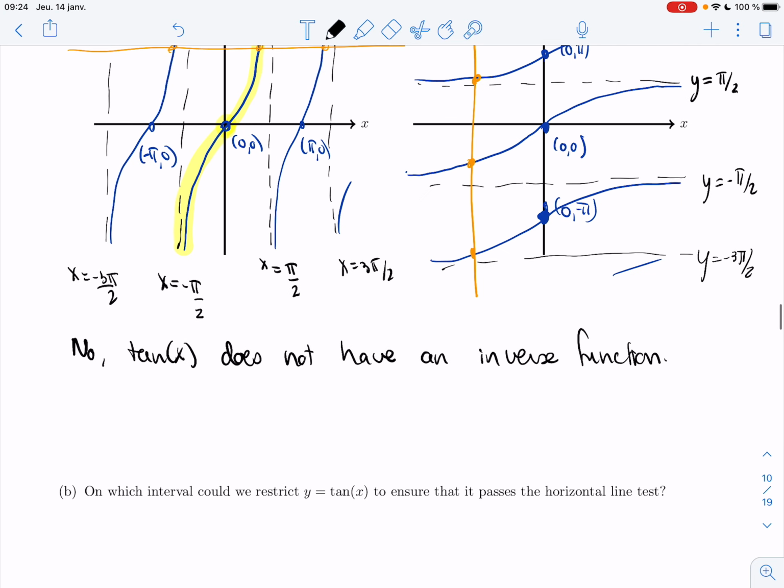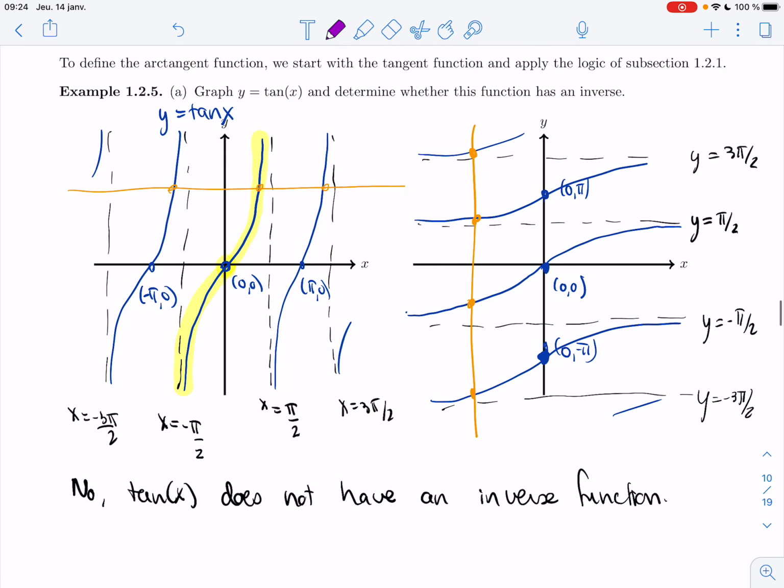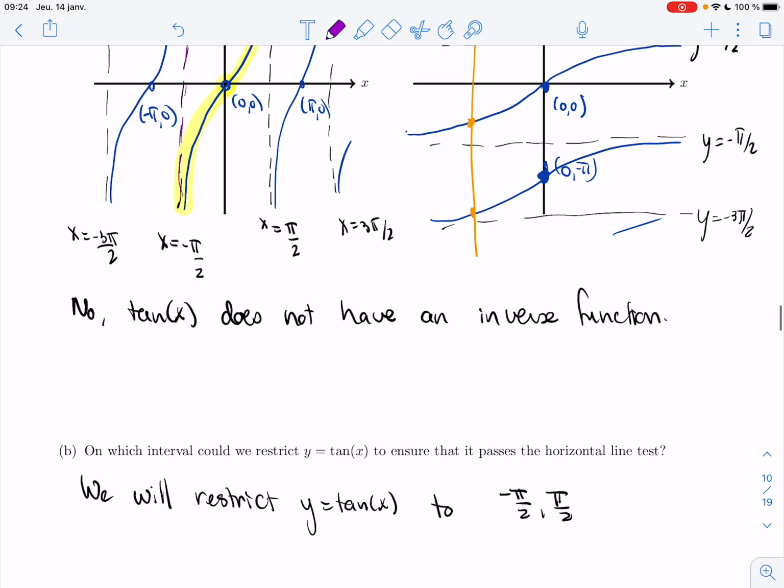And so we will restrict tangent of x to minus pi on 2 to pi on 2. Notice that I'm not going to include the two endpoints because tan is not defined there. So on these vertical lines, tangent is not defined, and so I'm not going to include them.